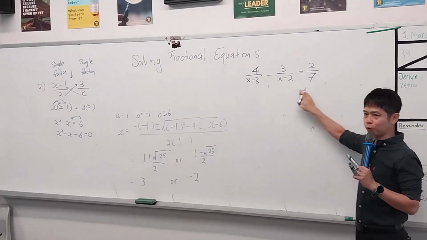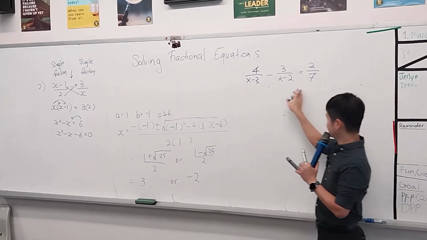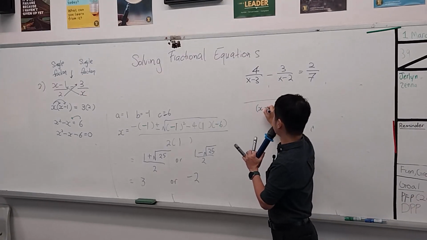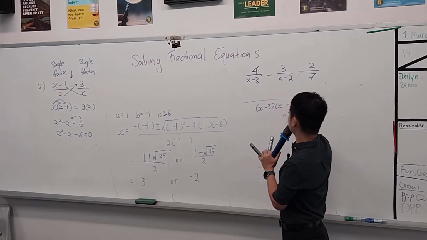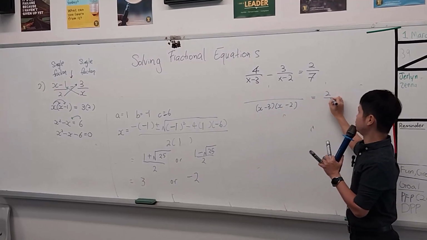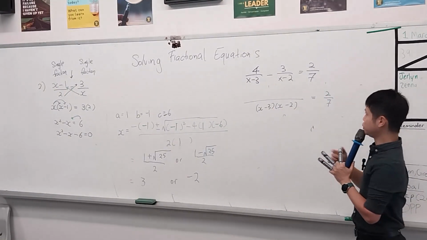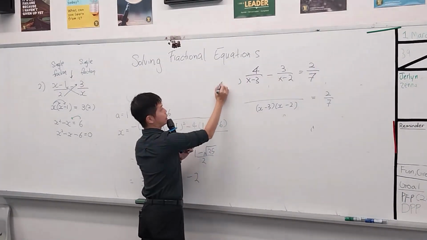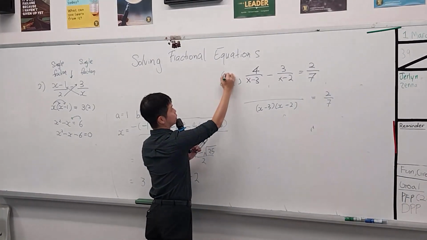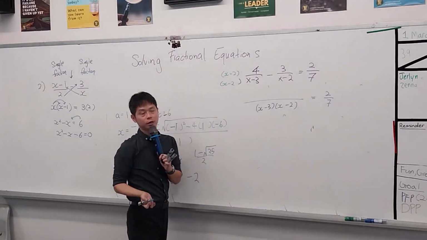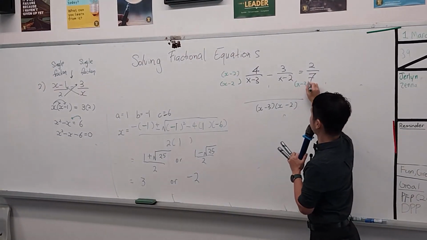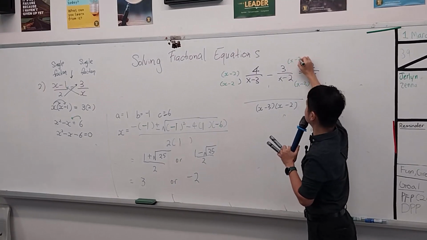Alright, so let's start with this. It is not a single fraction equals single fraction, so our job is to make it a single fraction. The common denominator will be x minus 3, x minus 2, and the right-hand side is unchanged. So we need to multiply this by x minus 2, the numerator also x minus 2. And on this side, we multiply by x minus 3, the numerator also x minus 3.